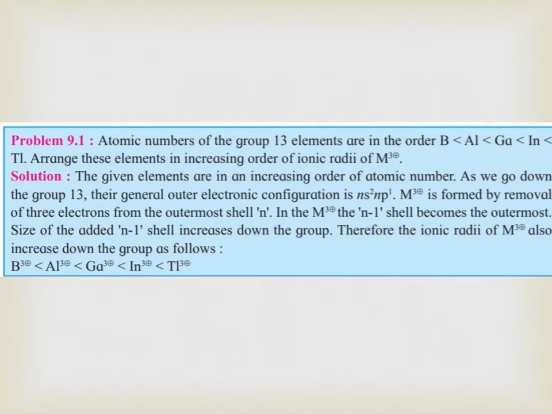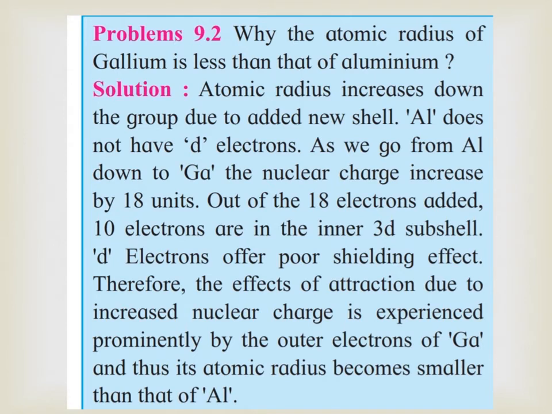So we know that as the atomic number increases, the size of the shell also increases. So for the neutral atom, the outermost shell n will increase down the group. It is obvious that the size of the n minus 1 shell will also increase down the group. And that is why the ionic radius of M3+ will also increase down the group in the order of boron 3+, aluminium 3+, gallium 3+, indium 3+ and thallium 3+. So the ionic radius of thallium will be more as compared to that of boron. Let us now see the second problem.